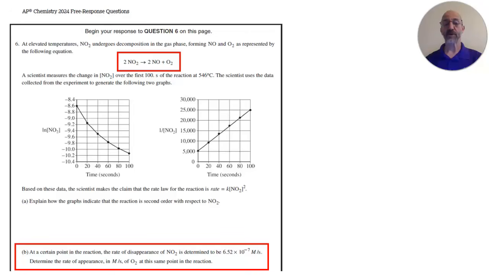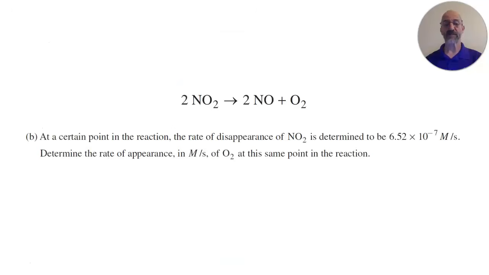So I'll get a closer view of the text of this question. It says, at a certain point in the reaction, and here you have a balanced chemical equation, the rate of disappearance of NO2 is determined to be 6.52 times 10 to the negative 7, and the units are molarity per second. And so the question asks, determine the rate of appearance in molarity per second of oxygen at this same point in the reaction.